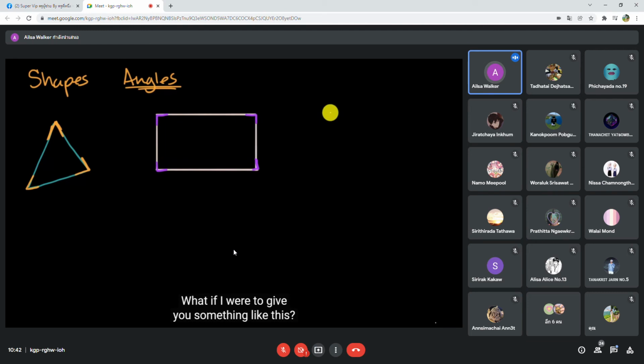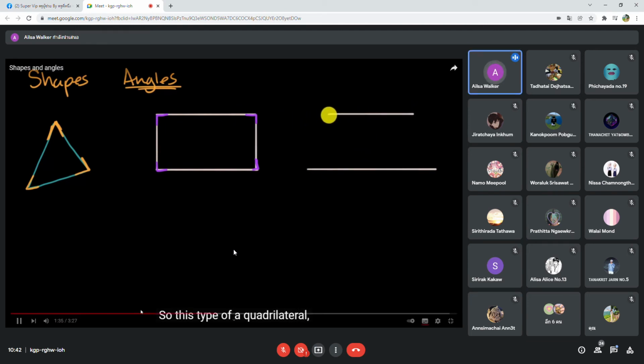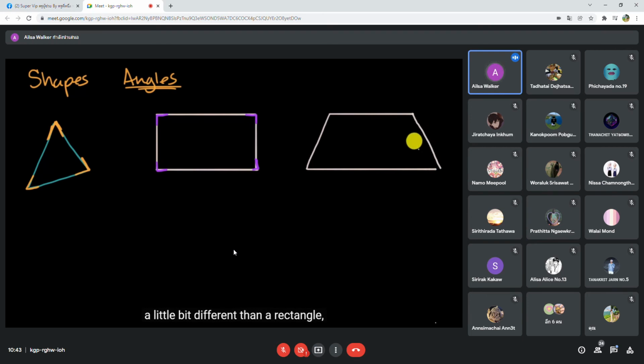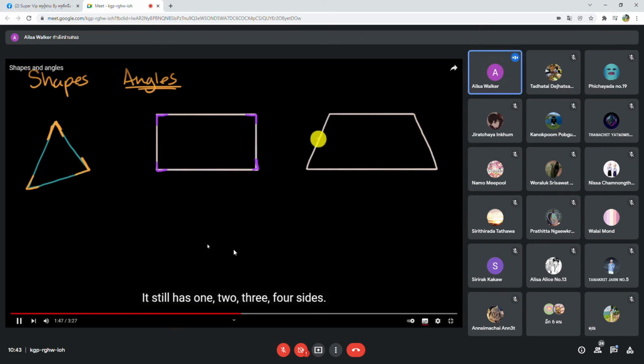What if I were to give you something like this? So this type of quadrilateral, it still has 4 sides, but you can see that it looks a little bit different than a rectangle. It still has 1, 2, 3, 4 sides. How many angles do we have? And this figure is called a trapezoid. Okay, we call it a trapezium, this shape. So how many angles are in this shape?